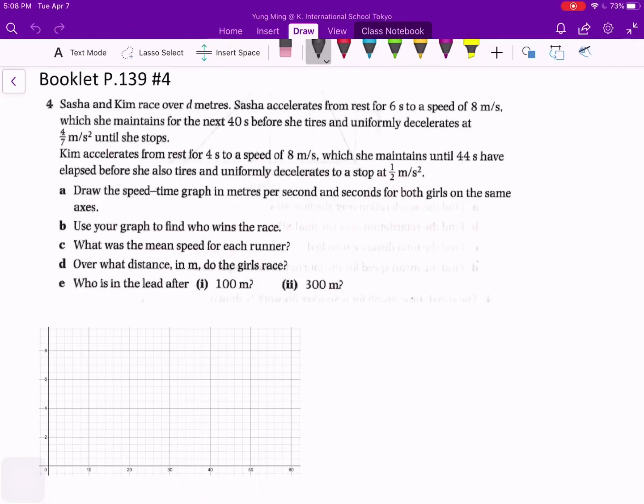The first question is on your booklet, question number 4, page 139. We have two people competing over d meters. We don't know what d is, so we're going to figure it out. Part A, we need to draw the speed time graph. Notice that it's a speed time graph, it's not a distance time graph.